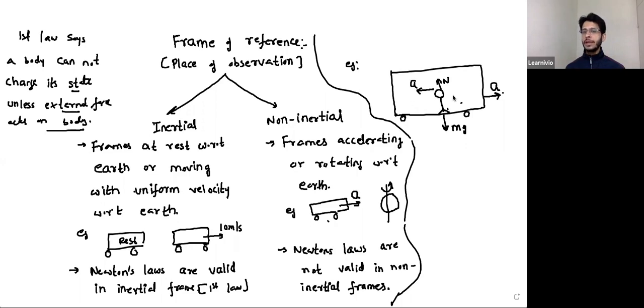So you will not find any agency which is exerting force over the man due to which he is moving backwards. So apparently this man is moving in the backward direction without any force.